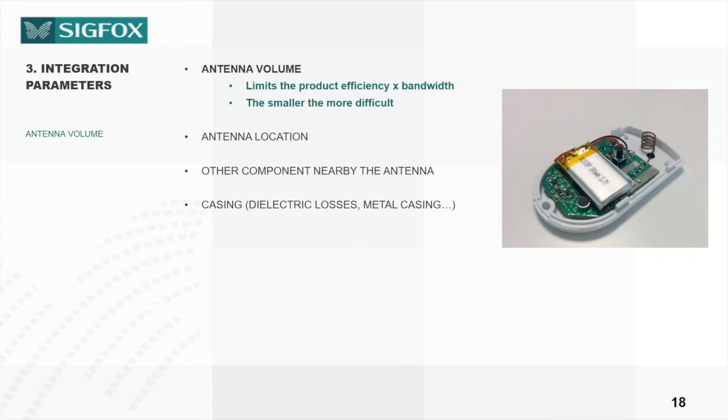And also, the smaller the volume you allocate to your antenna design, the more difficult the antenna implementation is going to be. So if there is no need to reduce the volume of the antenna, don't do it. It will just reduce the radiated performance of your device and make the antenna design very difficult.